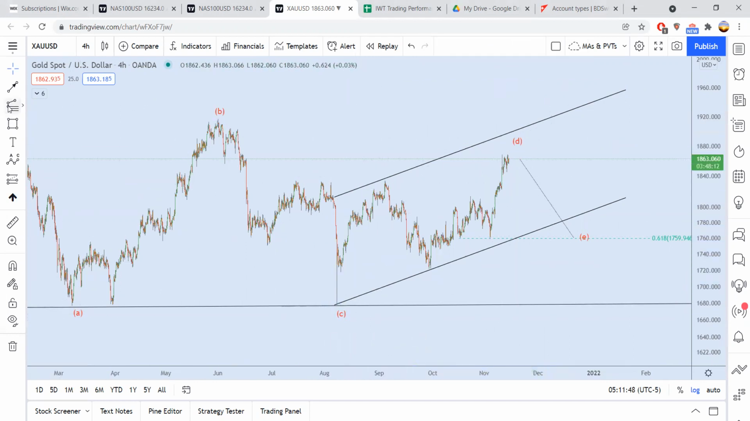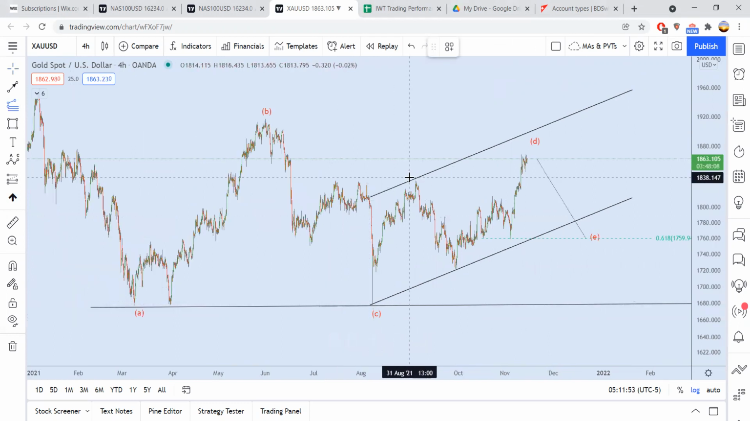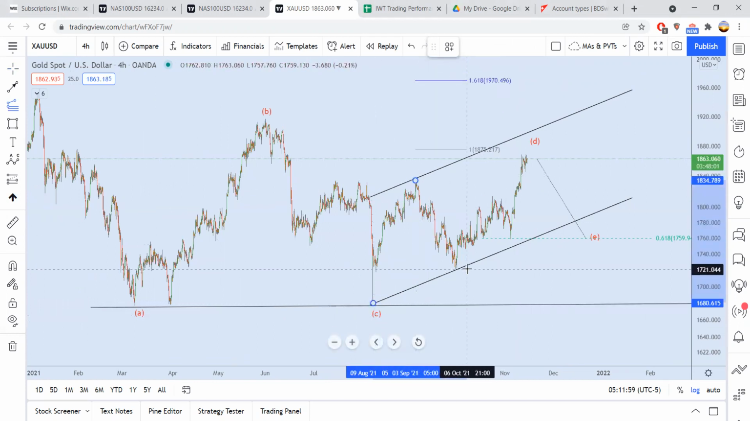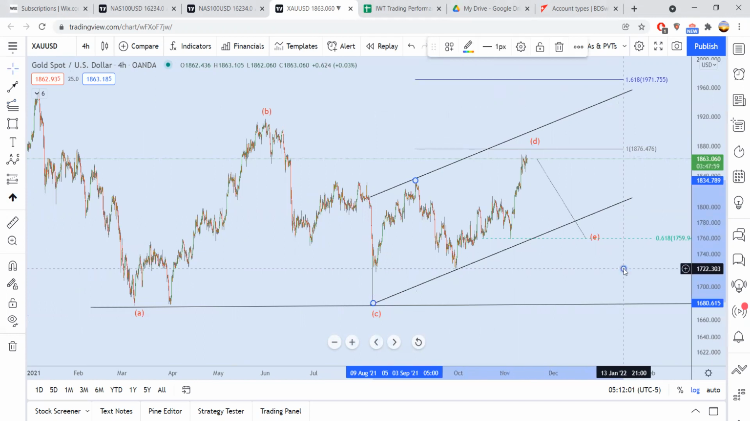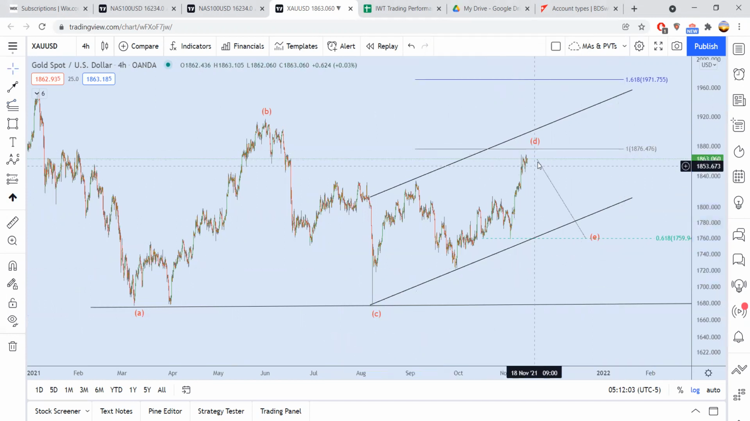Let us redraw this extension. So from wave C, we're going to take the extension of this leg. We start here, 1 point, 2 points, 3 points, and we will get the target for our possible wave D.